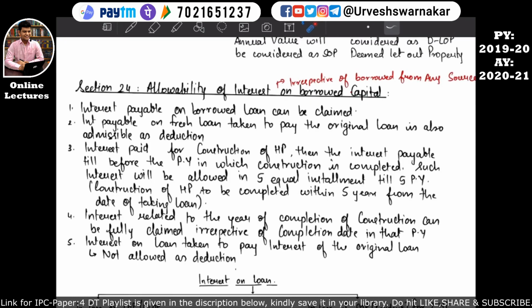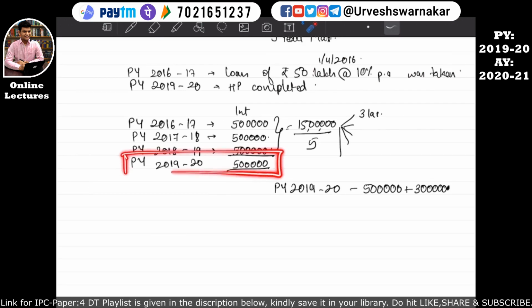So I hope this particular point is quite clear, but when we solve an illustration from the study material, that time this particular point will be much clearer. Okay, so point 4 under section 24 says that interest related to the year of completion of the construction can be fully claimed irrespective of the completion date in the previous year. So basically points 3 and 4 are combined together, and we have already understood this part, because in the previous year 2019-20, when the construction gets completed, earlier of that year whatever interest the assessee has paid will be clubbed and divided by 5 and distributed in the 5 previous years.